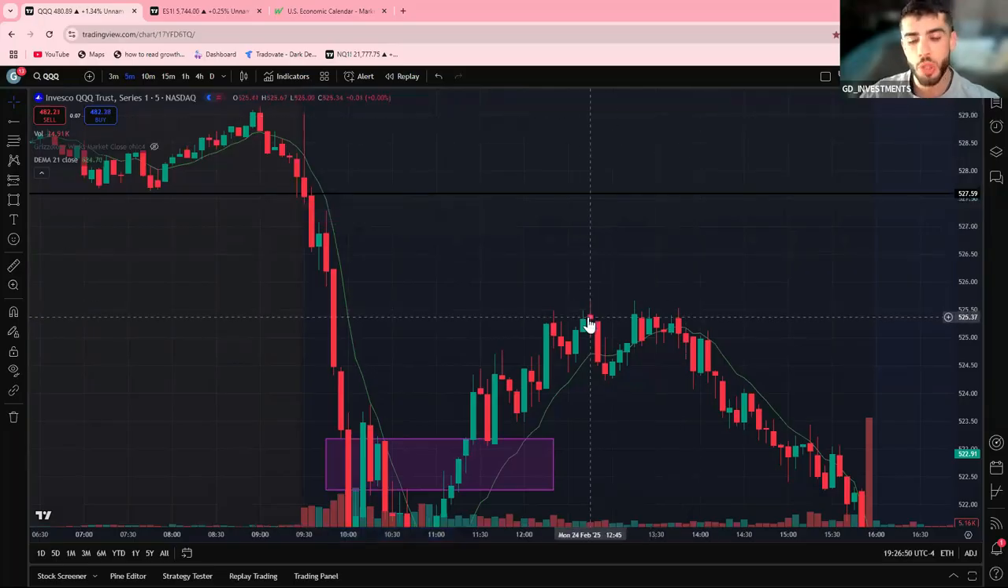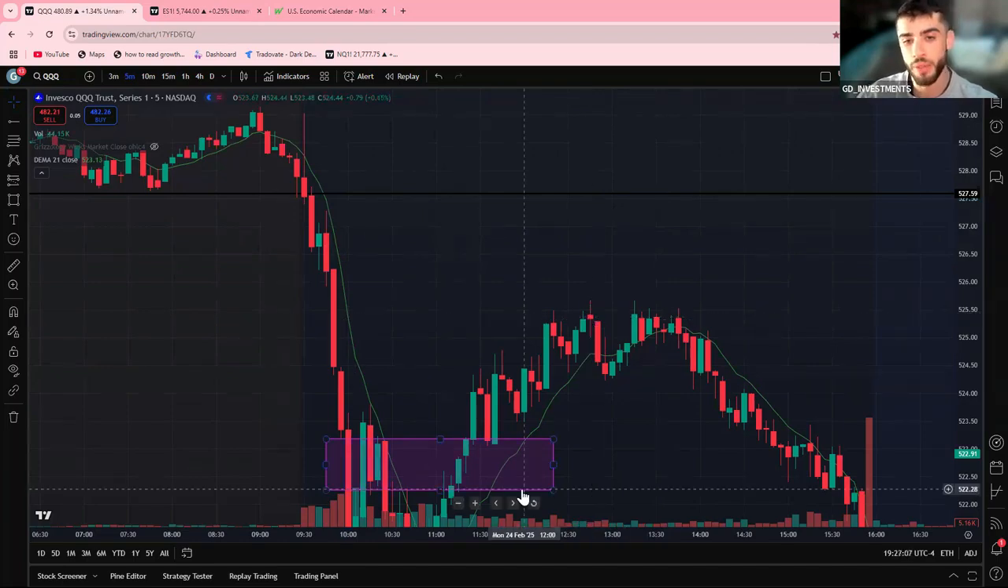Fair value gaps can be used just like support and resistance. For example, let's say price runs through a resistance level and then retests that resistance. What do traders look for? They look for it to turn to support. The exact same theory can happen with fair value gaps.